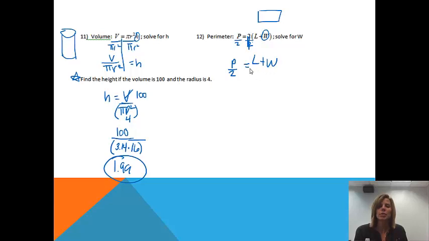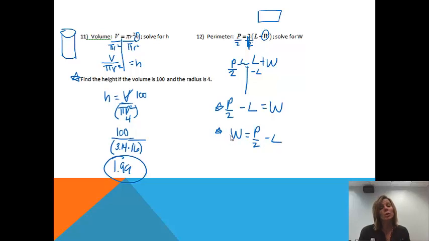And then to get the W by itself, we just want to subtract L from both sides. So we're going to have P over 2 minus L equals W. And I'm just going to rewrite it the other way. W equals P over 2 minus L. But both of these would be acceptable answers. So hopefully now you can rewrite an equation and or a formula.